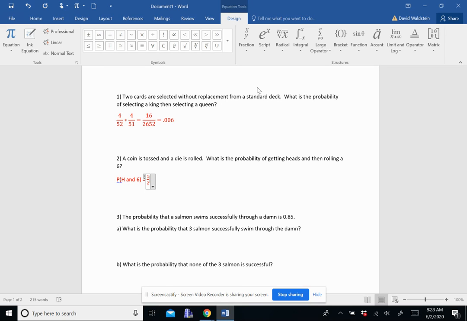So the probability of heads is just a half. And then the probability of rolling a 6 is 1/6, which gives me a probability of 1/12, and 1/12 is 0.083.